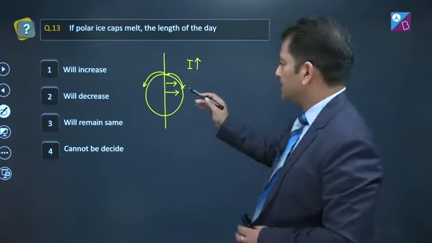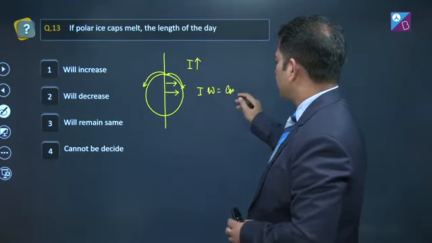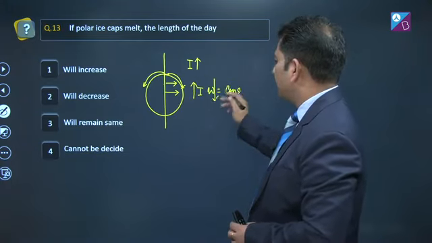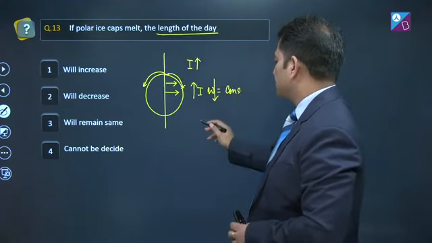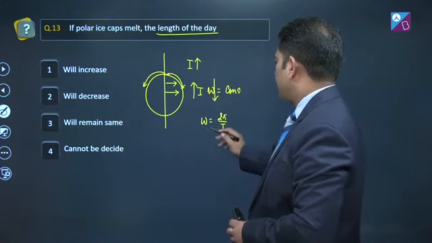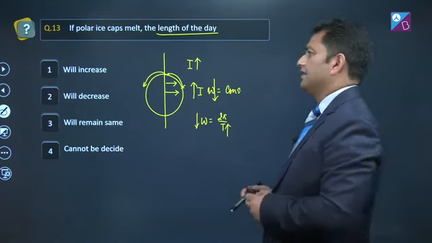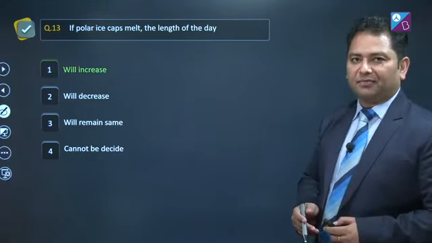Now you know it's a case of conservation of angular momentum. I omega conserved है. So if I increases, omega decreases. But आपको question ने length of the day पूछा है. So omega equals to 2 pi by time period. और अगर omega कम होगा, the time period will increase. So length of the day that will increase, option number 1.